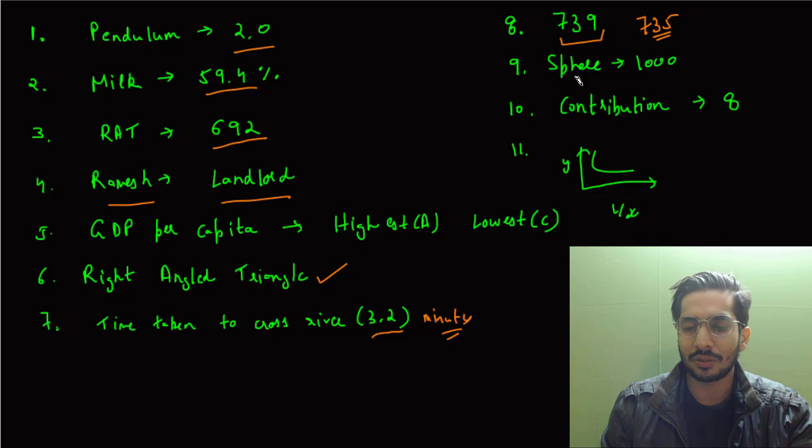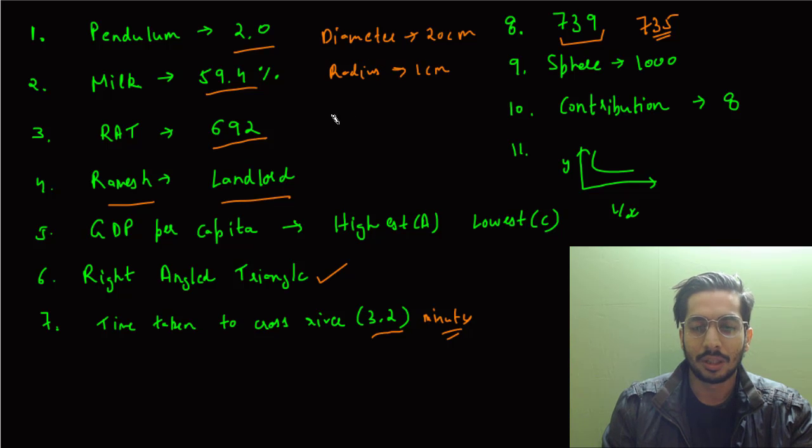Then there was a question based on spheres: how many smaller spheres can fill the volume of the larger sphere. What I remember from the question, though the values could be incorrect, is that the diameter was given for the larger sphere as 20 centimeter, and the radius of the smaller sphere was given as 1 centimeter.